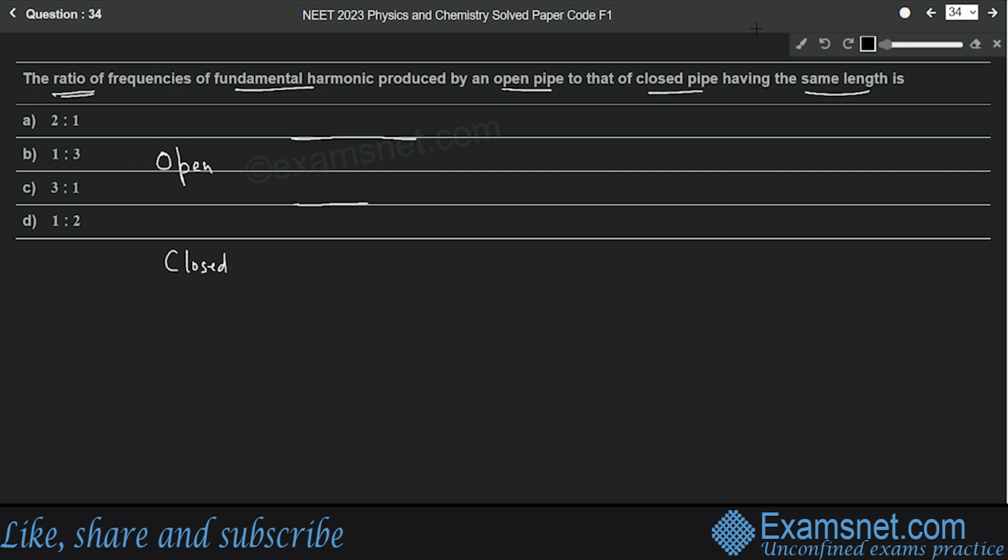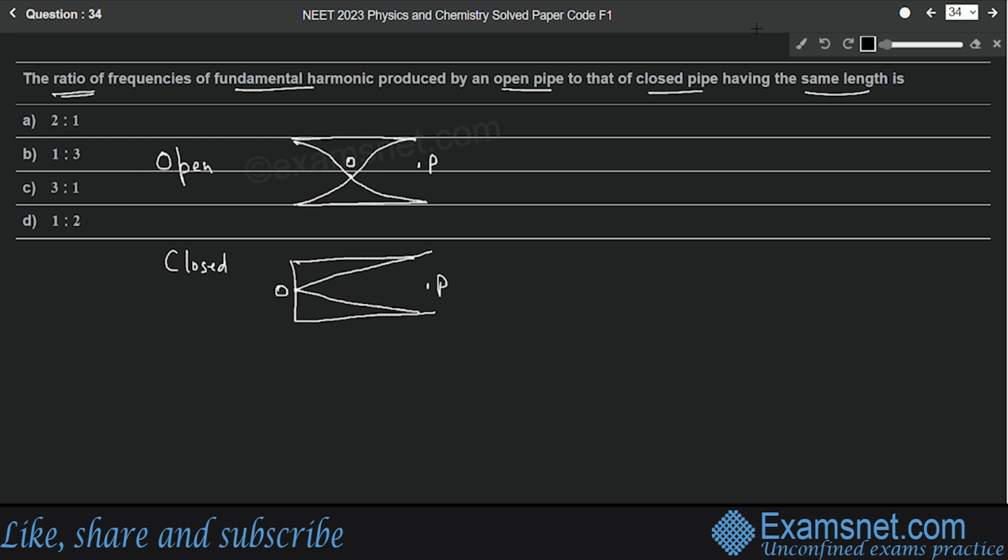Suppose this is the open pipe, so its fundamental harmonic will look something like this, and for closed pipe the fundamental harmonic will look like this. Suppose this is point O, so we know that this is the node. In the closed pipe, point O is the node, and in open pipe we have two antinodes on either side. Let's say this is point P, and in closed pipe this is the antinode point P.